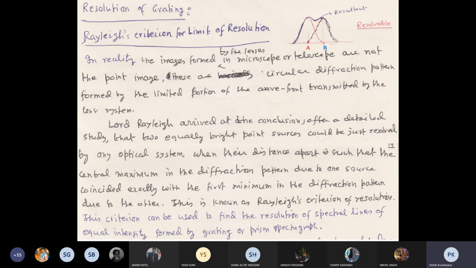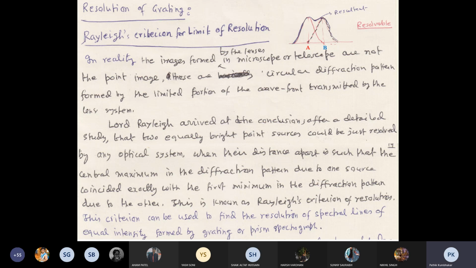Now, what is the problem? Actually, in reality, the image formed by the lens in a microscope or telescope is not a point image. These are circular diffraction patterns formed by the limited portion of the wavefront transmitted by the lens system. When we see with our eye, we also have a lens in the eye. So our eye definitely does not collect all the light. We have an aperture in the eye, so we collect a part of the light coming from any object. Similarly, the microscope and telescope collect a part of the light.